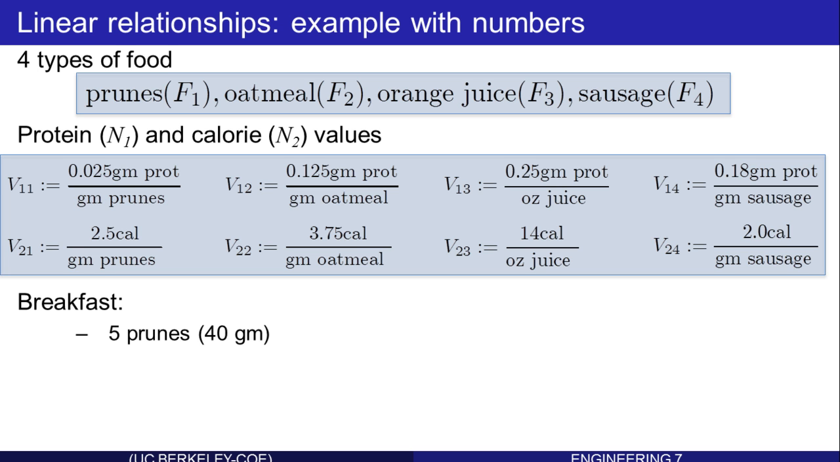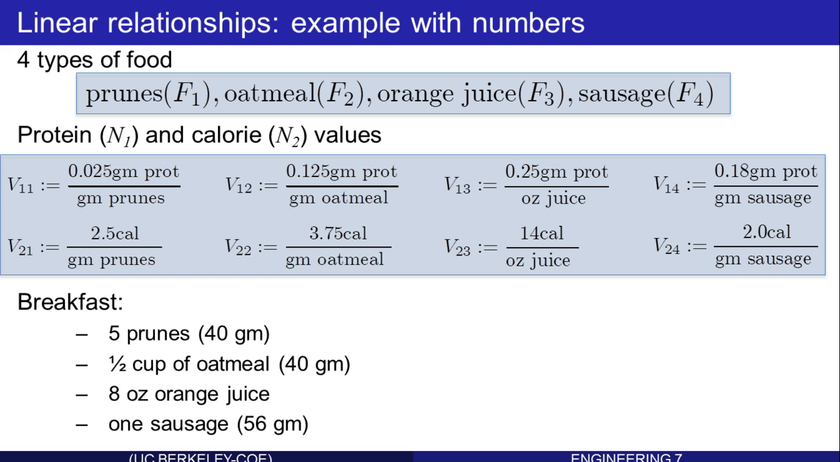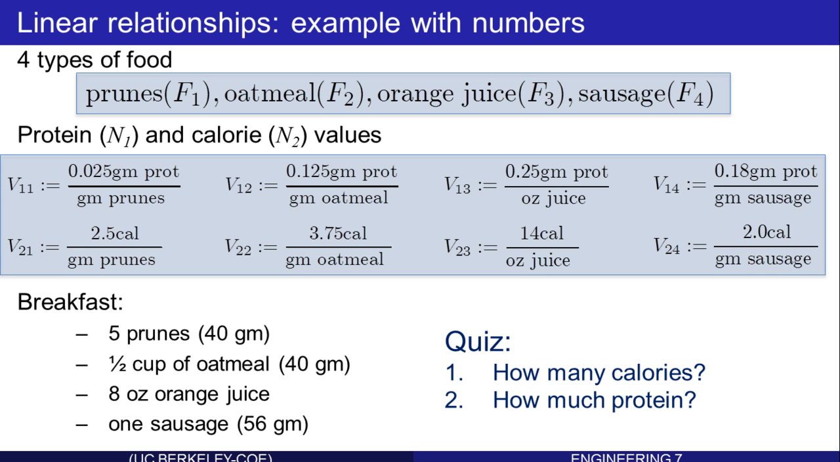So a breakfast might include 5 prunes, a half cup of oatmeal, 8 ounces of orange juice, and 1 sausage. And the question, which you can answer in the quiz: how many calories and how much protein is consumed in that breakfast? Go try the quiz.